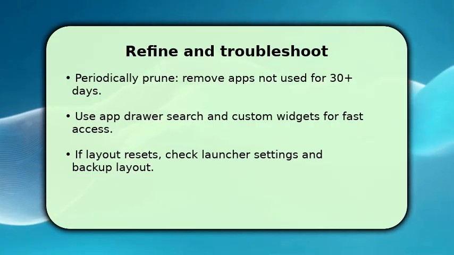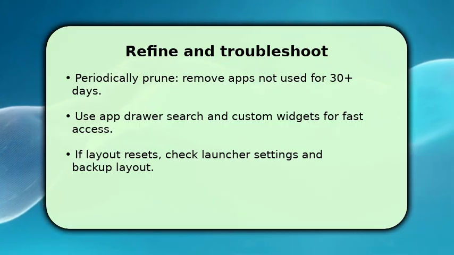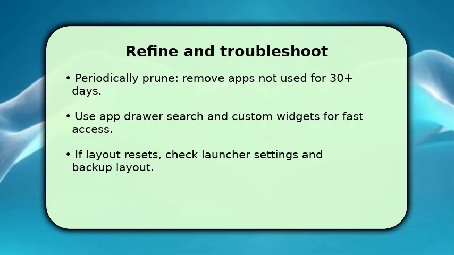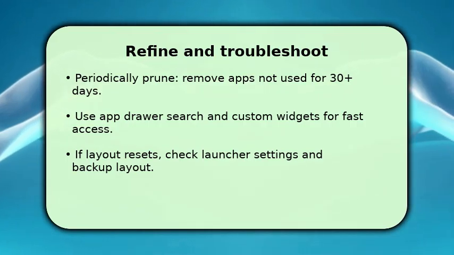If the layout ever resets or icons shuffle, don't panic. Check your launcher settings, restore from a launcher backup, and make sure automatic cleaners aren't clearing app data. These final checks lock in a stable, efficient setup you can rely on.